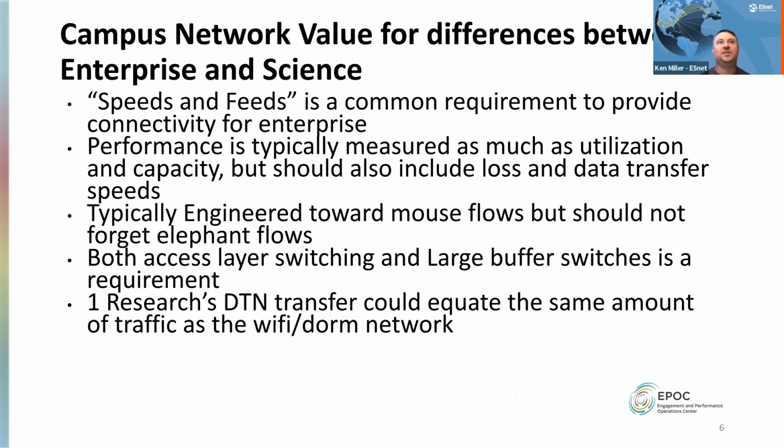From there, the other piece is that it's difficult because you get a variety of equipment when you're looking at both science traffic and campus or enterprise traffic, Wi-Fi, and so on. So you have to have multiple sets of requirements depending on the service you're trying to offer from the networking standpoint. And then here's a comment I made a little bit ago: one researcher's data transfer could equate to the same amount as multiple thousands of people on a Wi-Fi or a dorm network, things like that.